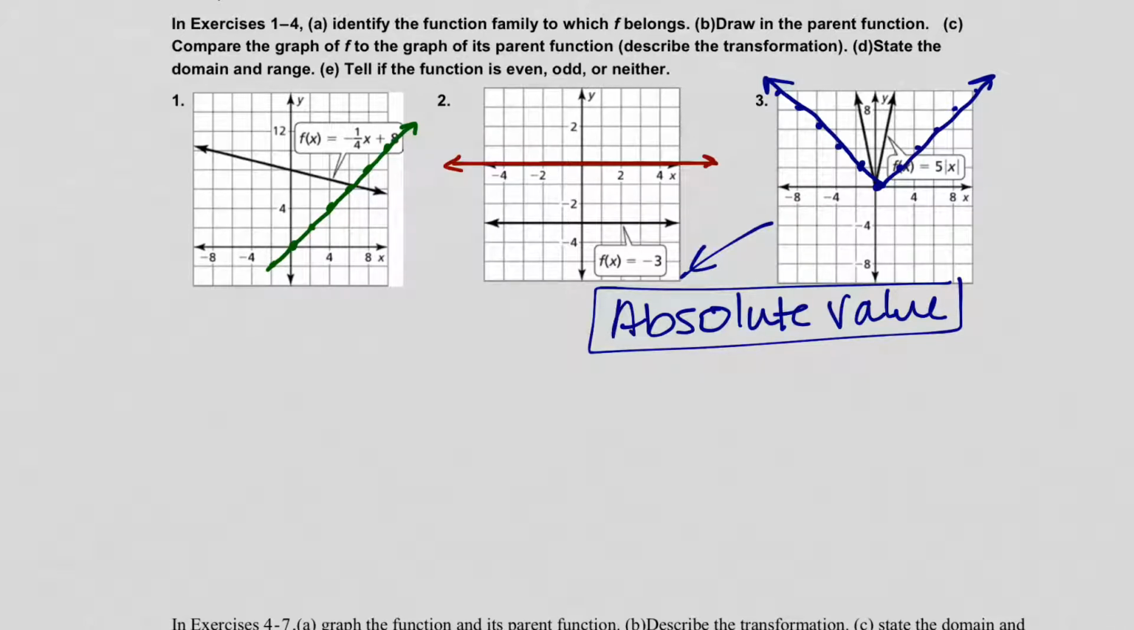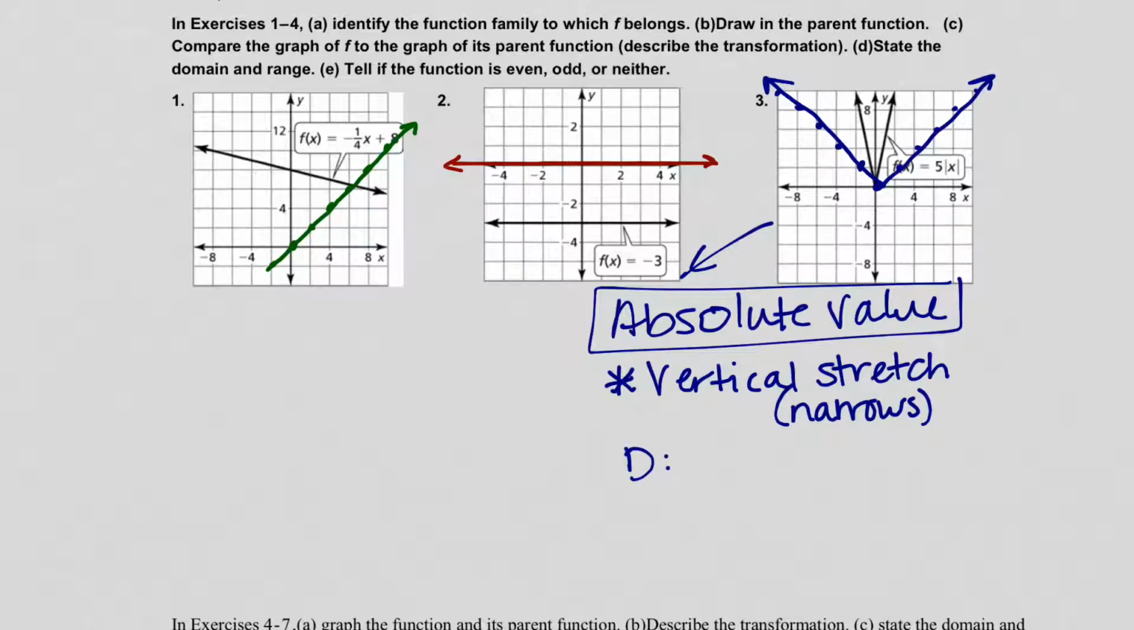So now I determine how did it go from that parent function to the function I was given. And in this case, it didn't translate, didn't move left or right or up or down. Both graphs go through 0, 0. And it didn't flip. So this one is just stretching, gets narrow. So this is a vertical stretch, because it narrows, okay? That's the only one. So then if we look for the domain, well, it's going forever left, forever right, so it's all real numbers.